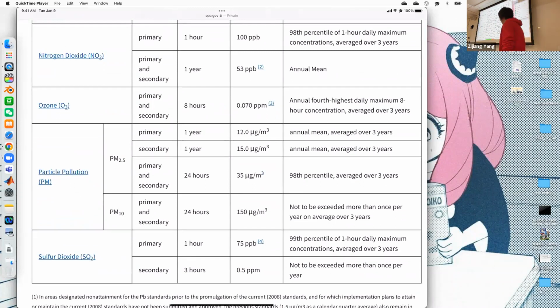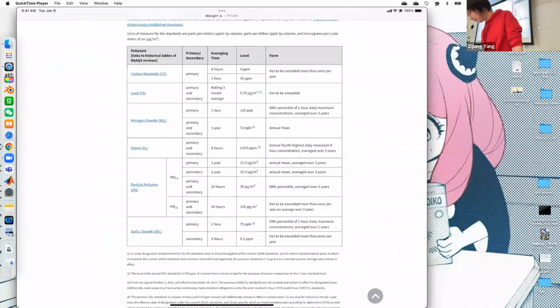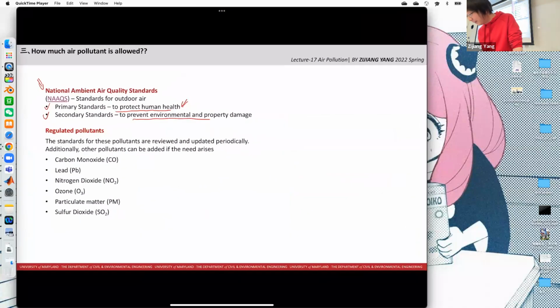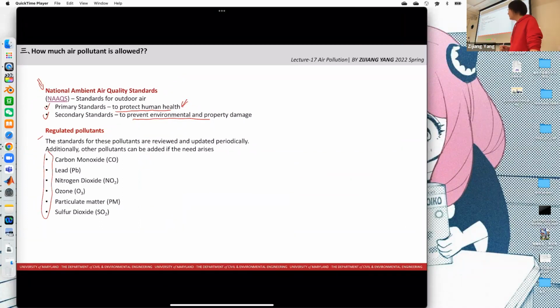And from this, let's just say sulfur dioxide. It has a primary and secondary concentration. And we can see this is ppb and this is ppm. So we can see that the secondary concentration is larger than the primary concentration. And this is the same for PM2.5 or PM10. We can see that this secondary concentration is higher than the primary concentration. So if you are interested, you can just go to this link and find this table. And yeah, so these are the regulated air pollutants from this standard.